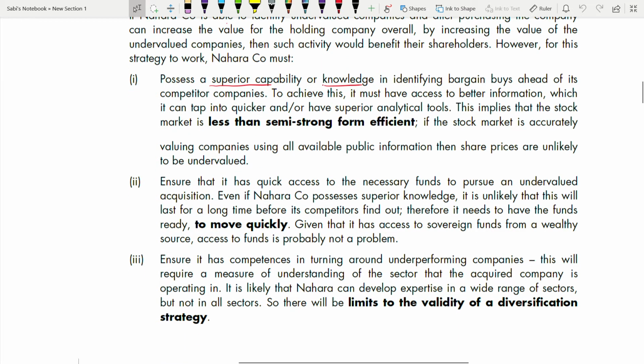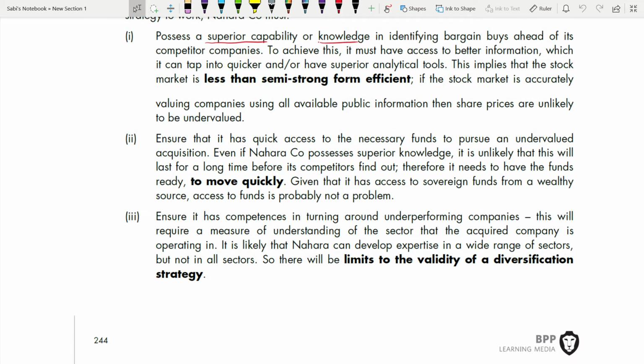Okay, so now going to the next. Ensure that it has quick access to the necessary funds. Yes, necessary funds are required to pursue an undervalued acquisition. Even if Nahara possesses superior knowledge, it is unlikely that this will last for a long time before its competitors find out. Therefore, it needs to have the funds ready to move quickly.